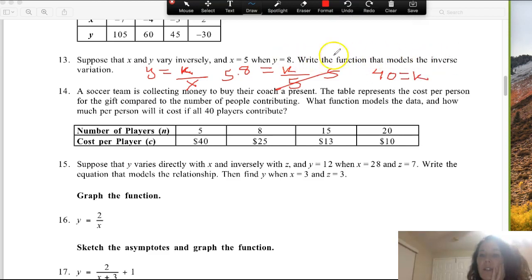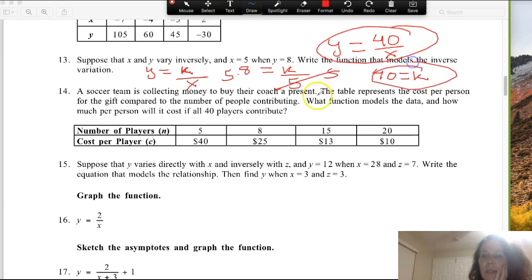Now we're going to write a function that models this inverse variation, and it looks like this: y equals my constant, which is 40, over x. So there's my constant, and there is my model.